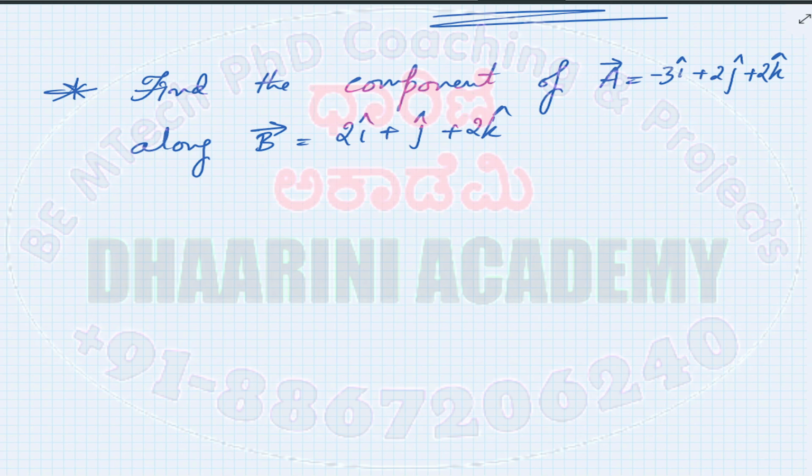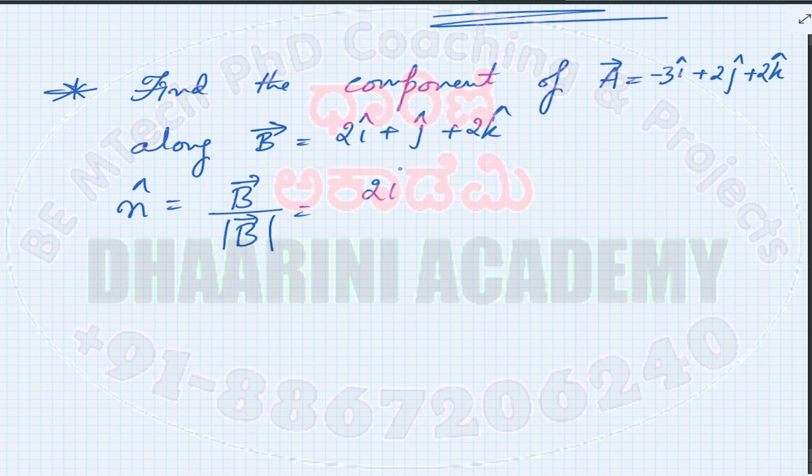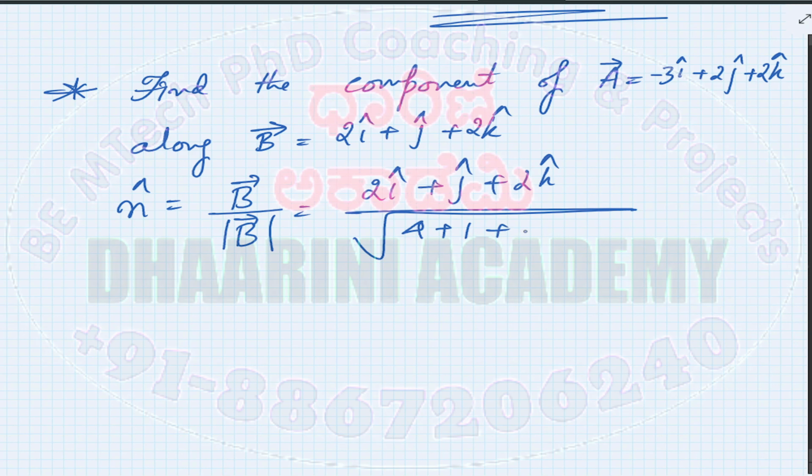So there was a and b given, right? So component of one vector along the other vector. So whatever is the other vector, you use that vector to find a unit vector. So that is n cap is equal to vector b divided by magnitude of the vector b. So vector b is 2i plus j plus 2k divided by square root of 2 square 4 plus 1 square 1 plus 4. 4 plus 4 is 8, plus 1 is 9. So this is root 9, so 3, right? So our answer is 2i cap plus j cap plus 2k cap divided by 3.